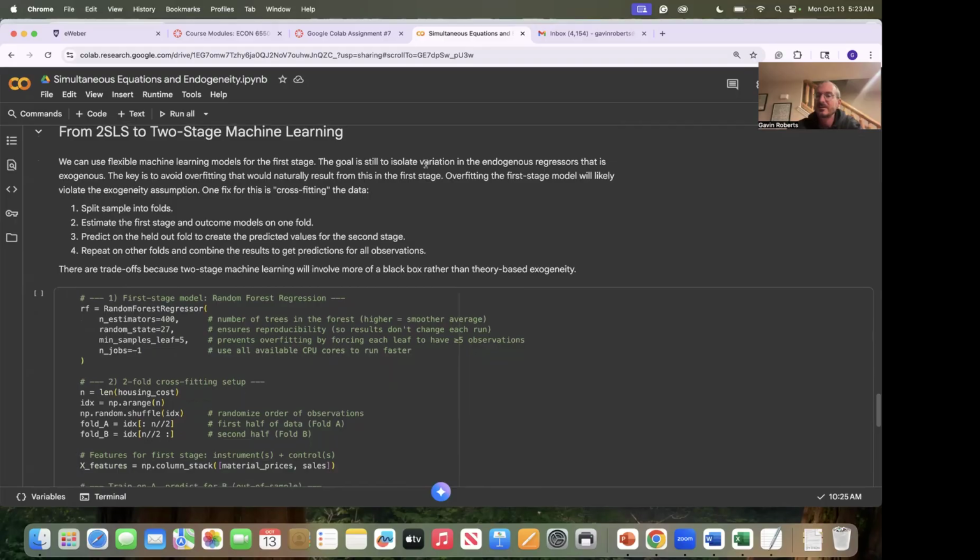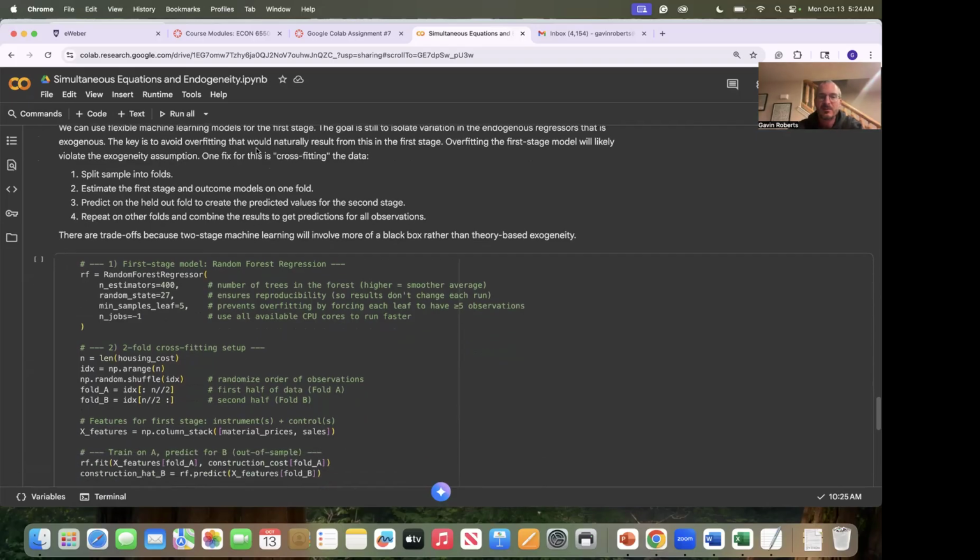So the goal is to still isolate. The goal could change with context, but in my context here, the goal is still to isolate variation in the endogenous regressors. So construction costs in this case, that is exogenous. So that is still the goal. The key is to avoid overfitting that would naturally result in the first stage.